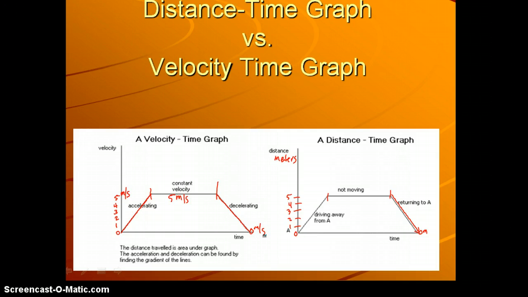Okay, so make sure you can distinguish the difference between those. We will practice more of them in class, but make sure you understand that when you're looking at a graph, you need to look at what the graph is actually showing you. Is it something like velocity? Is it something like distance? Is it displacement? And make sure you're looking at the information that's given to you.